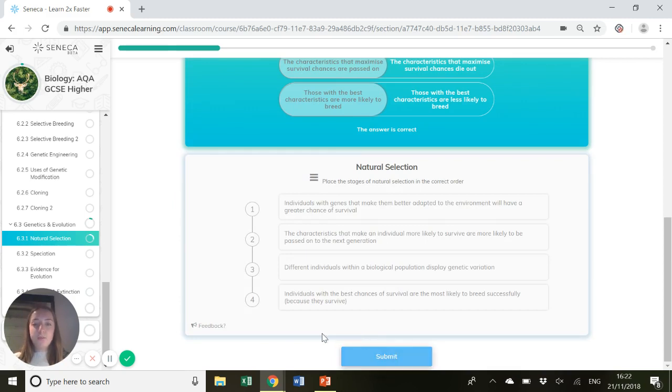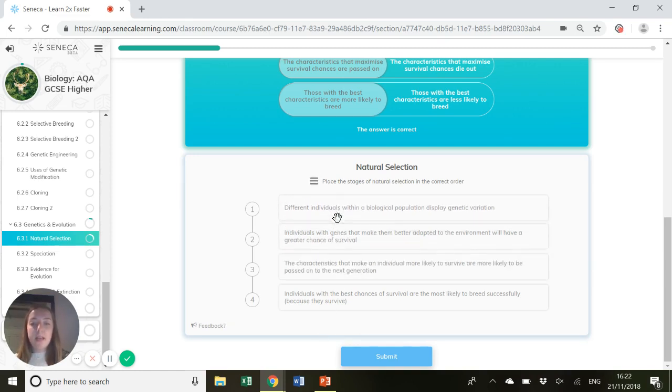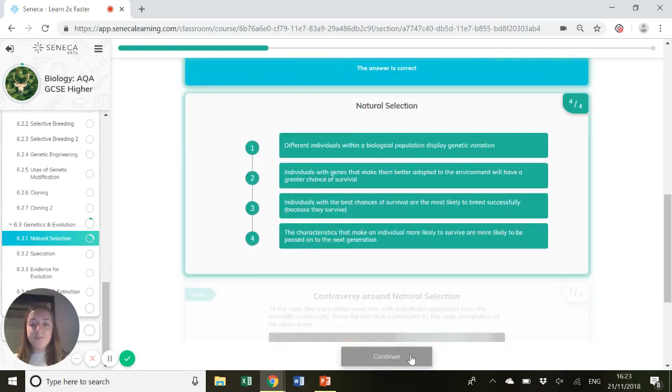For natural selection, we've got to put the steps in the correct order. What is the first step? Individuals within a population display genetic variation. And the second step? Genes which make them better adapted to the environment give them a greater chance of survival. Because of that, they're more likely to breed. And because of this, the individuals that survive are more likely to pass on those characteristics to the next generation because they will breed. So that's correct.